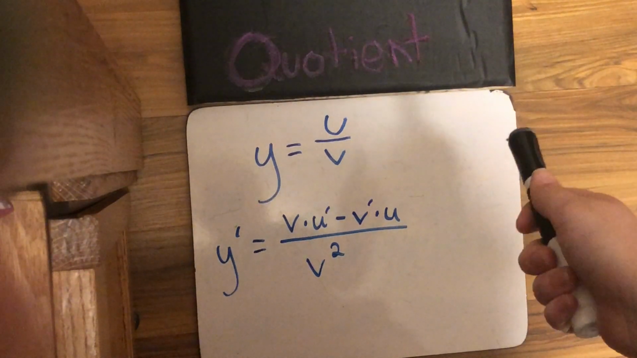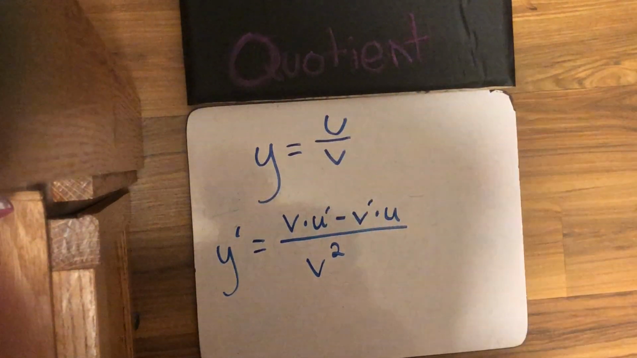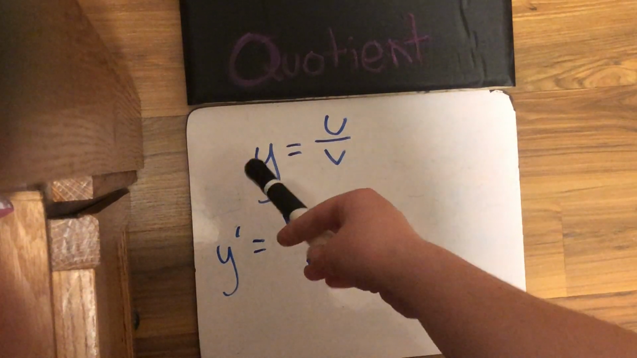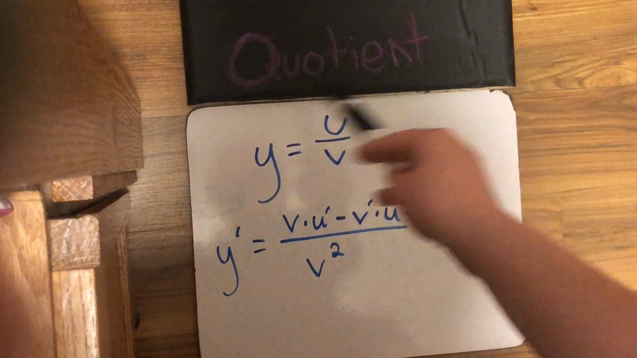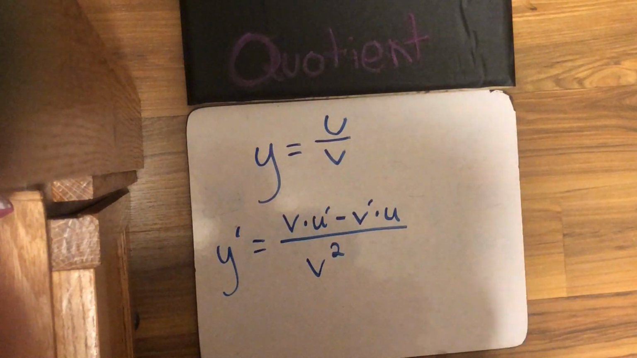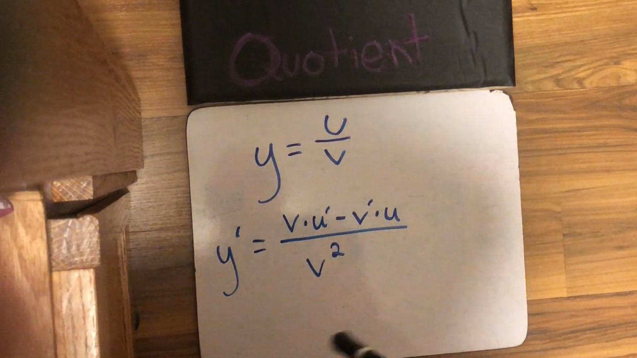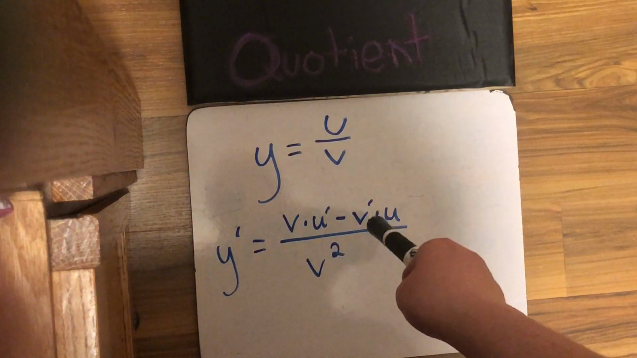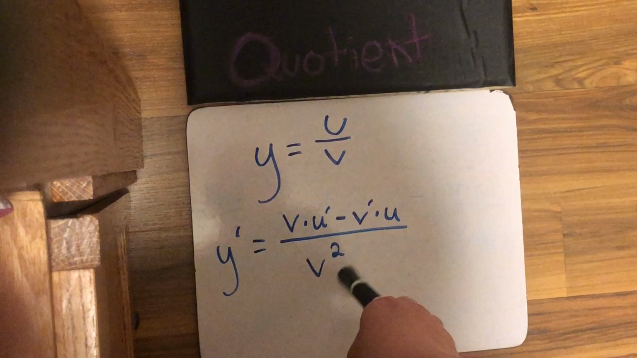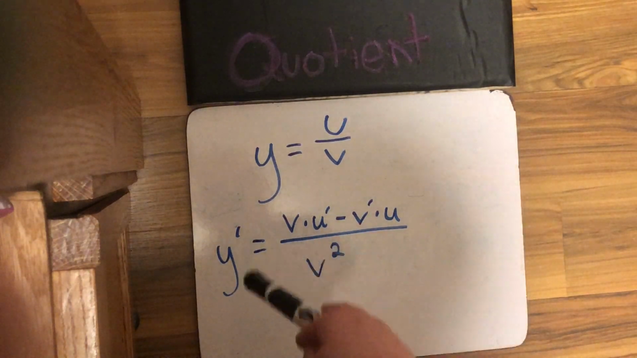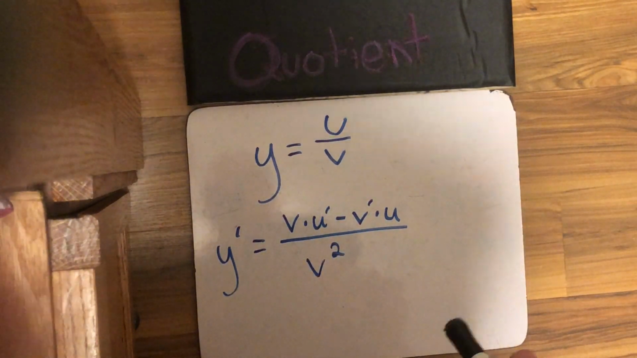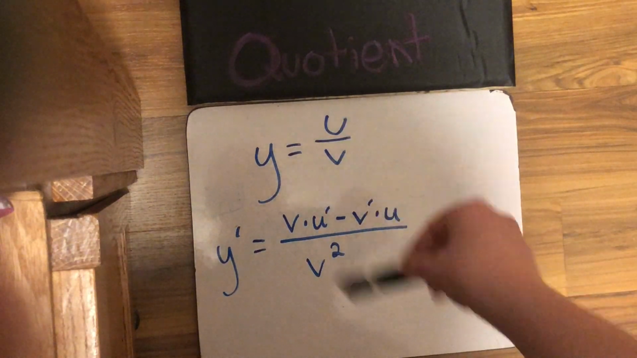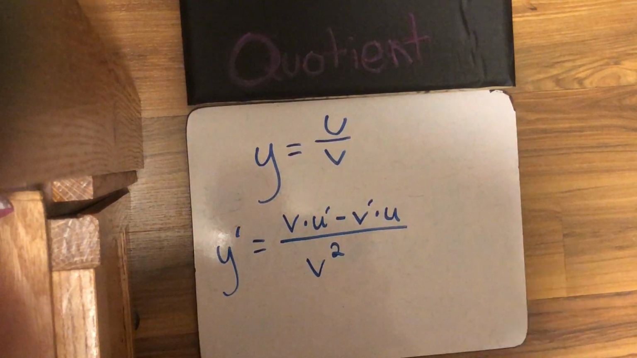So here is our third rule, which is the quotient rule. It is used for division. So whenever you see division, like here, y equals u over v, this is where you would use the quotient rule. And right here is the formula for it. So y prime equals v times u prime minus v prime times u over v squared. So use this formula whenever you see division. You can plug in your v and u values, remembering that u is on top in the numerator and v is the denominator, and you will have a quotient rule.